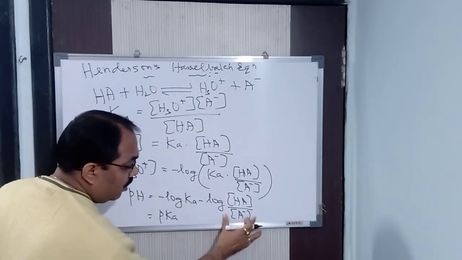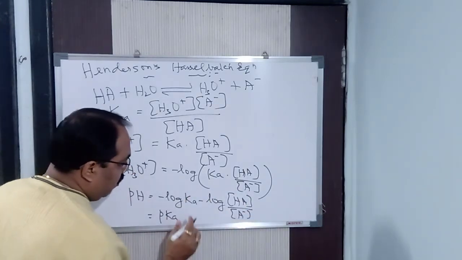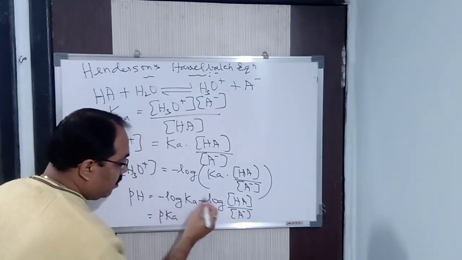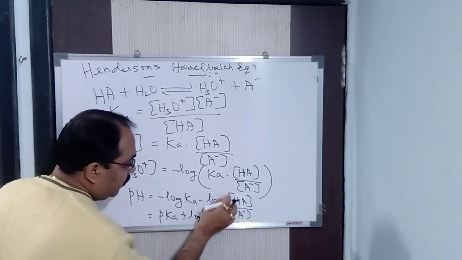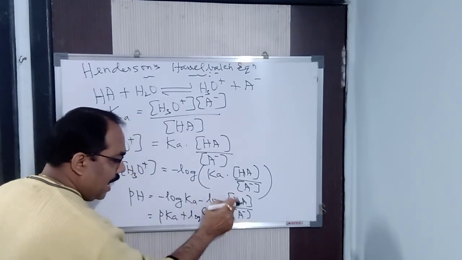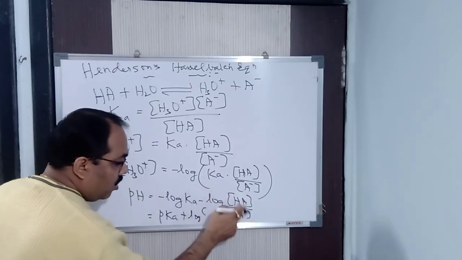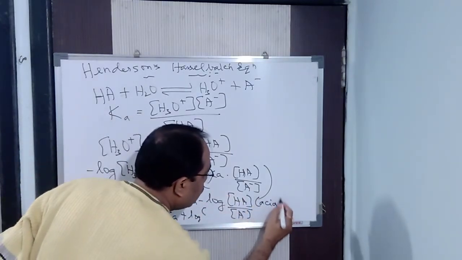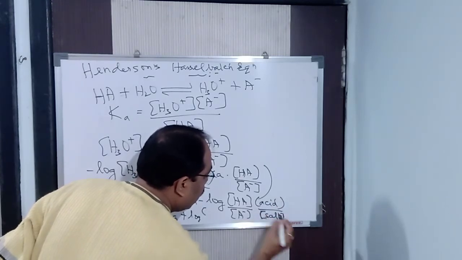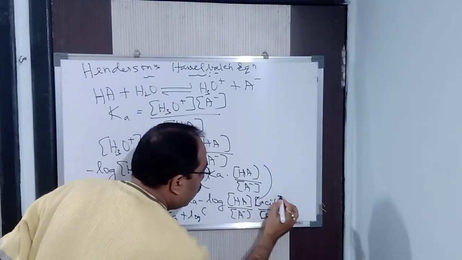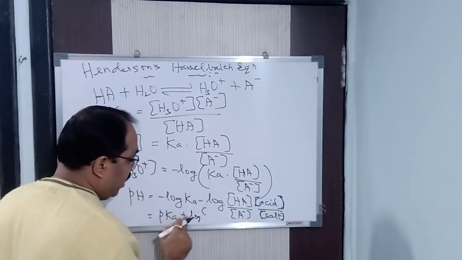So from the salt we have got this particular one. So I can write this as acid by salt. Now if I make this plus, this minus, if I change it to plus, it will be plus log salt by acid. This is minus log acid by salt. If I make this minus as plus, it will be what? It is nothing but log acid by salt. Instead of acid by salt, if I make this as plus, it will be what?